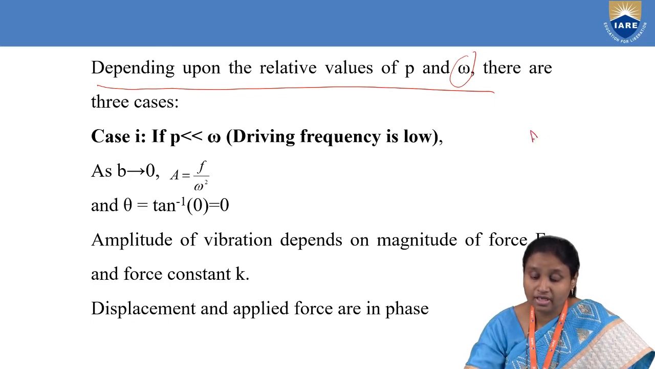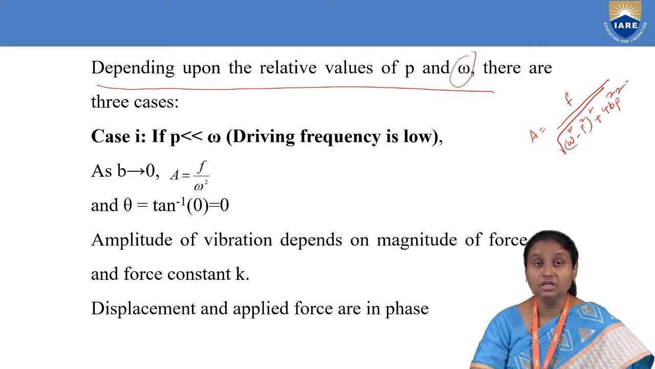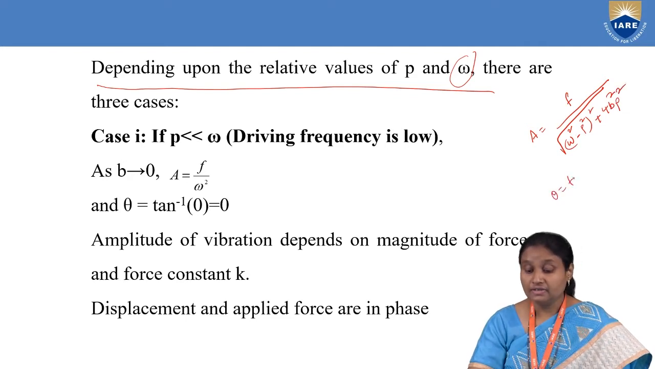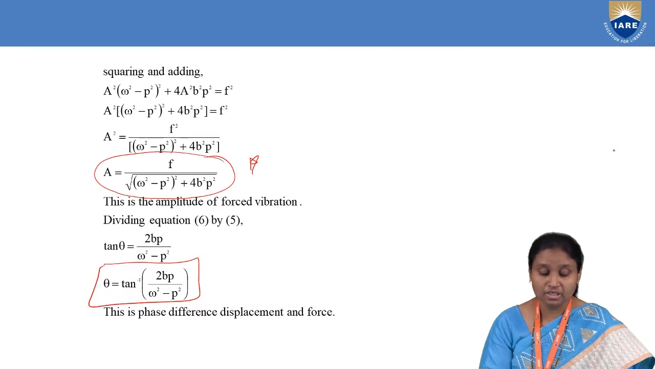And what formula do we have for amplitude of vibration? A = F by square root of (omega square minus p square) whole square plus 4b square p square. This is the expression we got for amplitude. And theta is given as tan inverse of 2bp by (omega square minus p square).